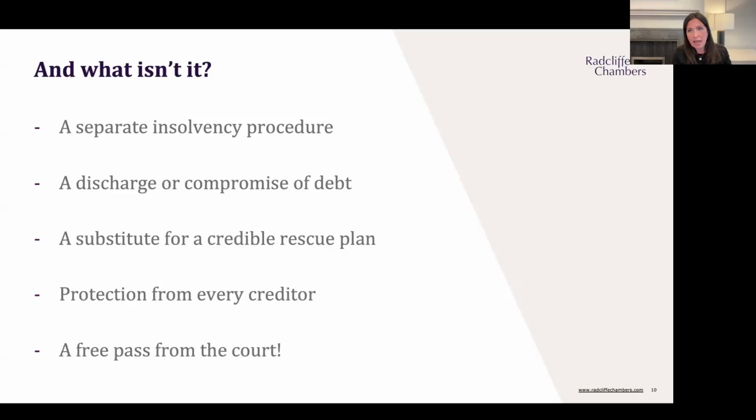It isn't a separate insolvency procedure. It's not long-lasting, it's not the way out, it's a bridge to the way out. It's not a discharge or compromise of any of your debts. It's not a substitute for a credible rescue plan. And it is not protection from every creditor, which I'll come on to. And as I am starting to see on court applications, it is not a free pass.